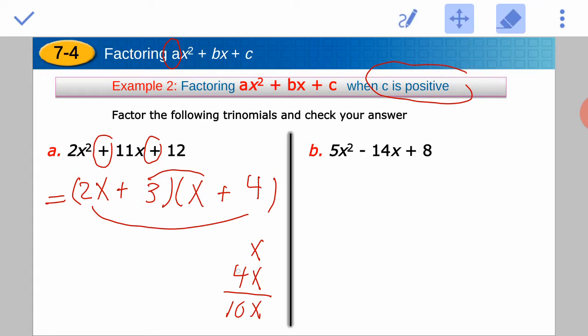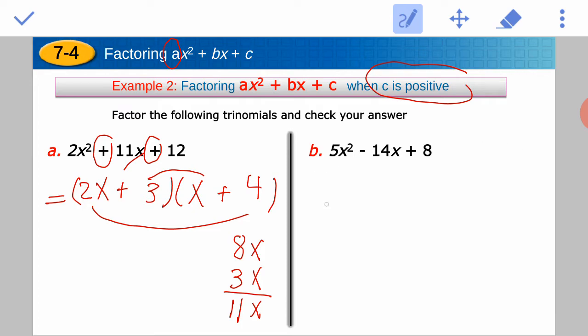So instead of this, it's gonna be 2x times 4, it's gonna be 8x. 3 times x, it's gonna be 3x. 8x plus 3x, it's 11x. This is exactly the middle term, so this is the right way to factor this trinomial.